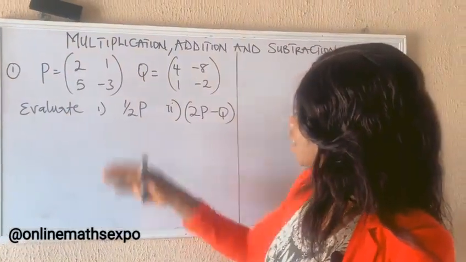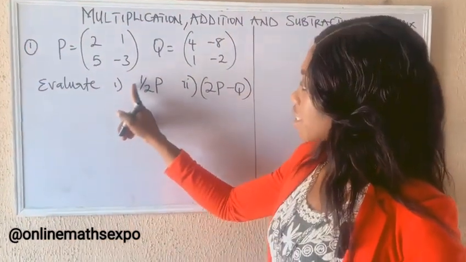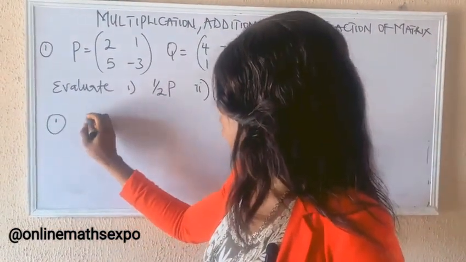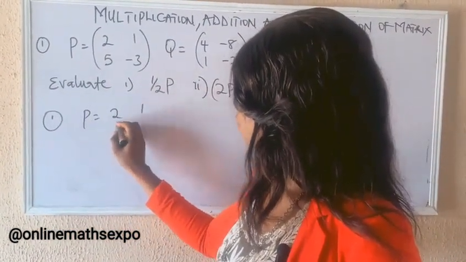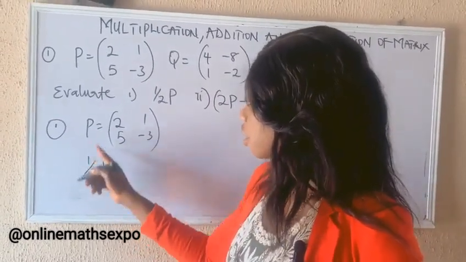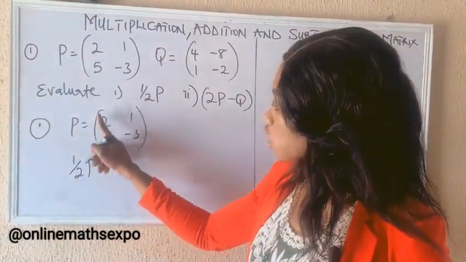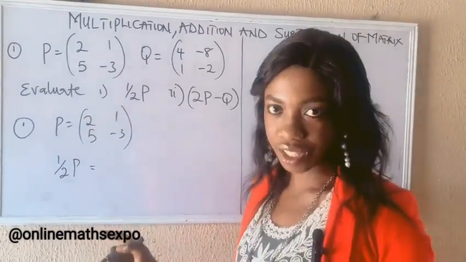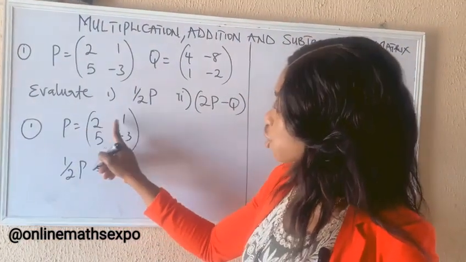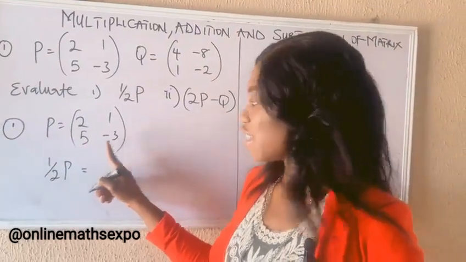So the question says this is matrix P and this is matrix Q. We are asked to evaluate half matrix P. Let's do that. This is P as 2, 1, 5, and minus 3. Now we are looking for half of P. That's half of this matrix. You are going to use this half to multiply each of the entries of matrix P. I hope it's clear. Let me re-explain. Use half to multiply each of these entries. And when you are done doing that, that is the answer to the question. So let's do it together.